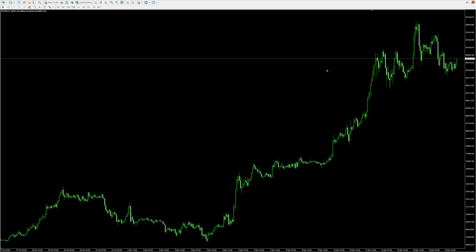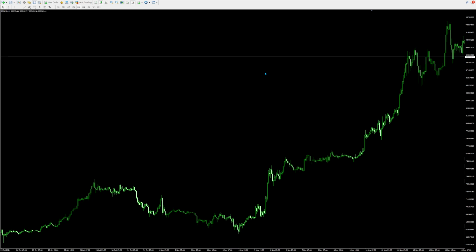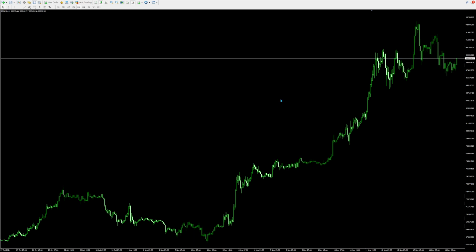Okay, so this is a Bitcoin US dollar 1 hour chart. I'm using the MT4 trading platform. You can apply this trading strategy to any trading platform. It doesn't require any special indicators. For me, price action trading is king. It tells you exactly what the market is doing at any given time. We don't rely on any lagging or repainting indicators.